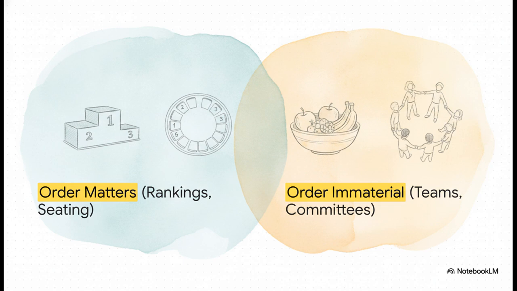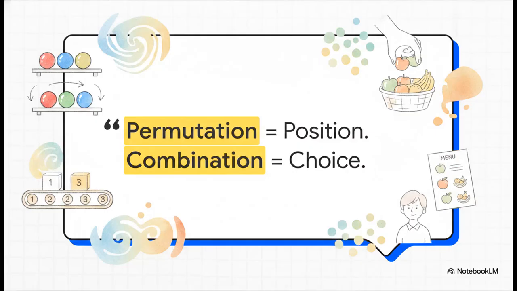Now, over on the right side, combination. Order doesn't matter. You use this for team selection, forming committees, or tossing fruits into a bowl for a salad. Listen, if you remember literally nothing else from this explainer today, drill this memory trick into your brain. Permutation equals position. Combination equals choice. If the problem is about giving things a specific position or rank, you are dealing with a permutation. If it's just about making a choice from a larger group, it's a combination. That right there is your ultimate exam day shortcut.